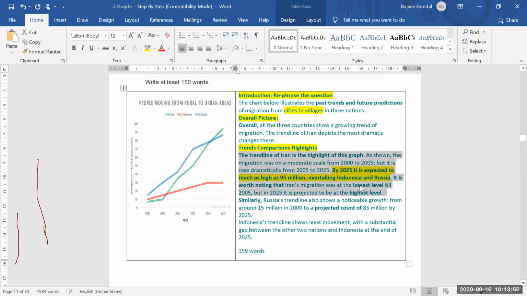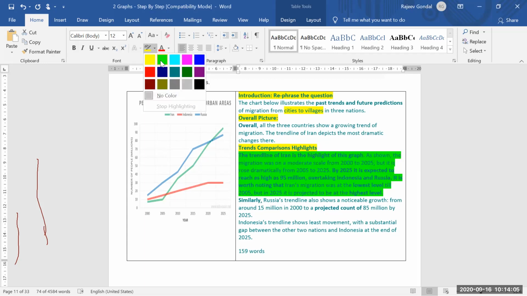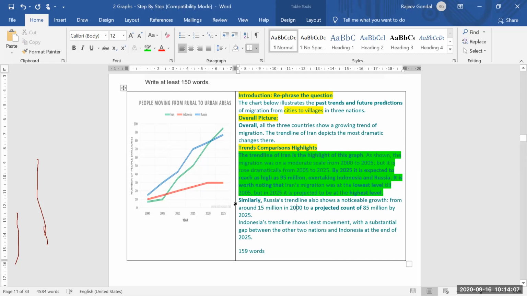This whole paragraph is about Iran, so I can just put it in some other color just to showcase that we are trying to highlight Iran here. So this is all about Iran. The next paragraph then talks about Russia.